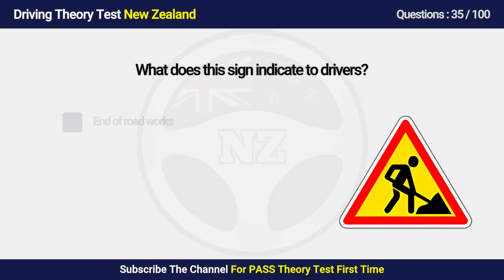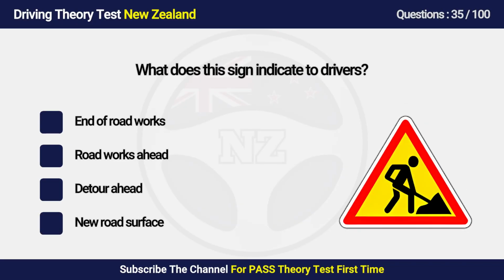Question 35. What does this sign indicate to drivers? A. End of roadworks. B. Roadworks ahead. C. Detour ahead. D. New road surface.